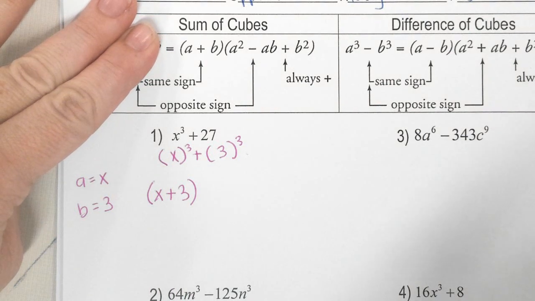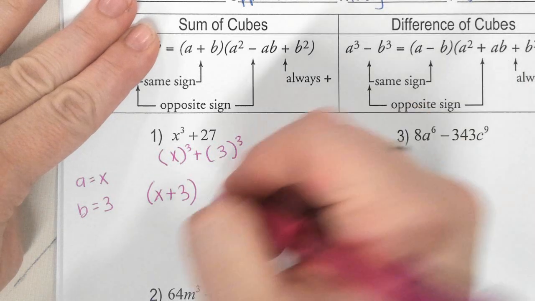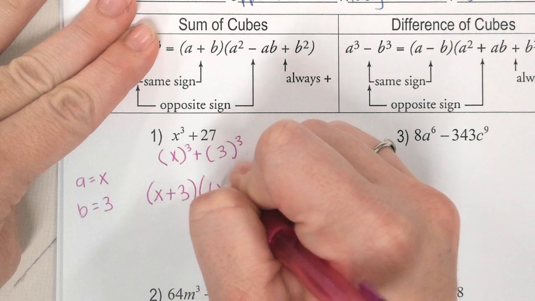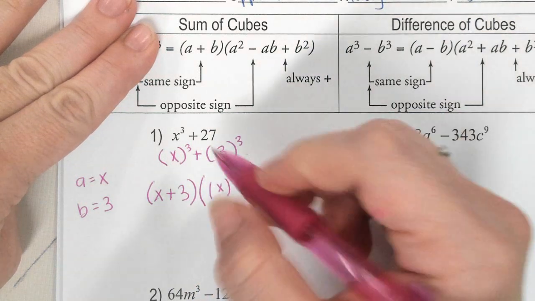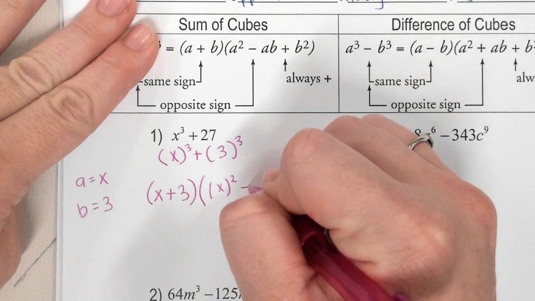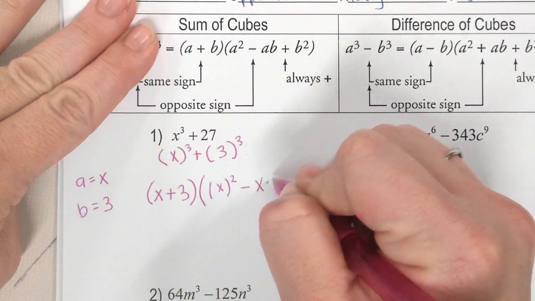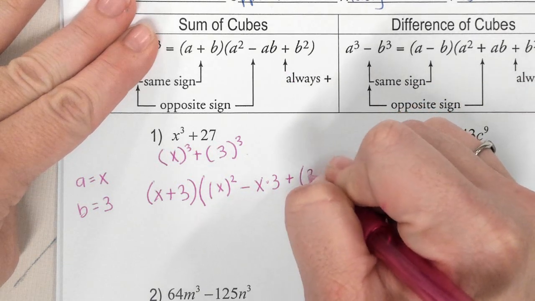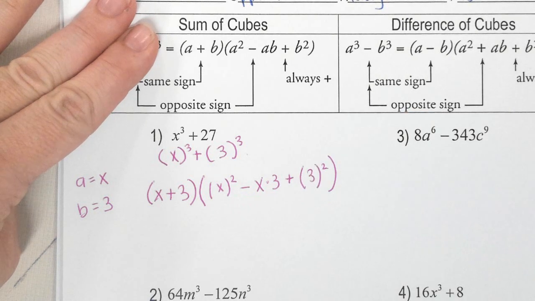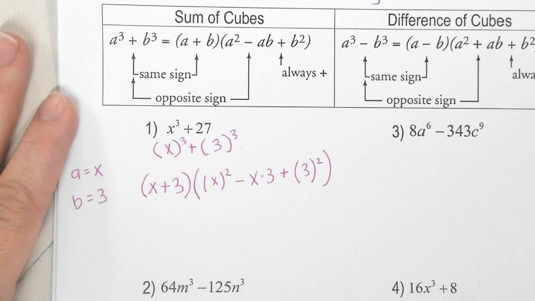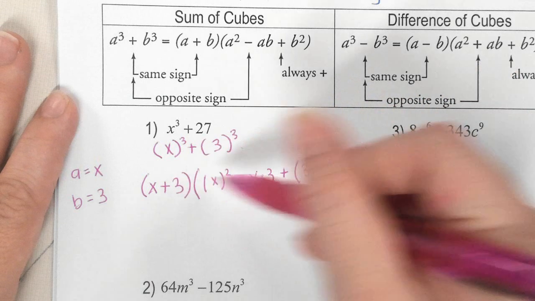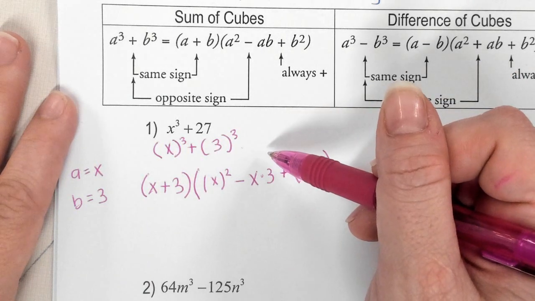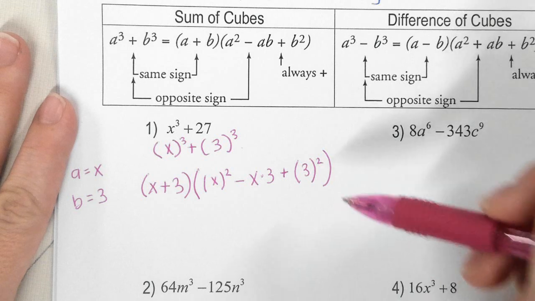Now, it's going to seem a little unnecessary what I'm about to do, but when I get to number 2 and 3, you're going to understand why I do it. Okay? So in parentheses, we're going to put our A, and we're going to square it. Now we need to do the opposite sign, minus A times B, which is X times 3. Always positive sign, B squared. So 3 squared. Okay, and then we simplify. So I know this step may seem a little silly on this problem because it's simple, but when I get to the next two, you're going to see why it's important.